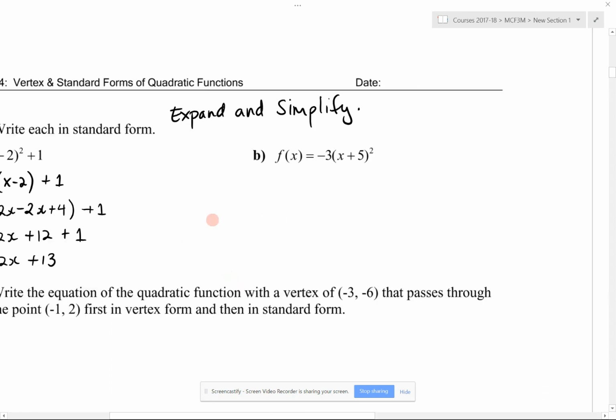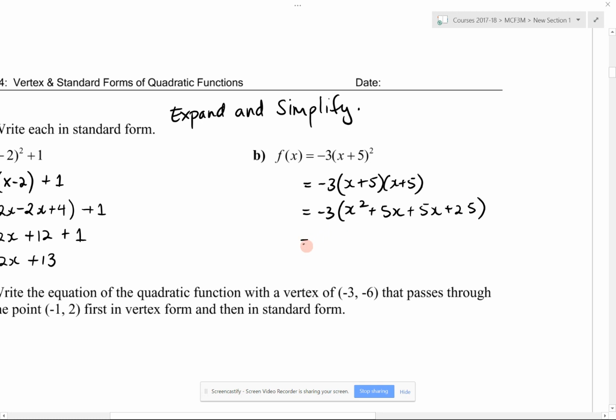If we look at the next example, similarly, you can do the same thing. Negative 3 stays outside, create your brackets. What we're going to be doing is x plus 5 times x plus 5. We're going to expand this using the distributive property. So you just multiply each term in the first bracket with each term in the second bracket. So what we're going to have is x times x, which is x squared, x times 5, which is 5x, again another 5x, and then 5 times 5 is 25.